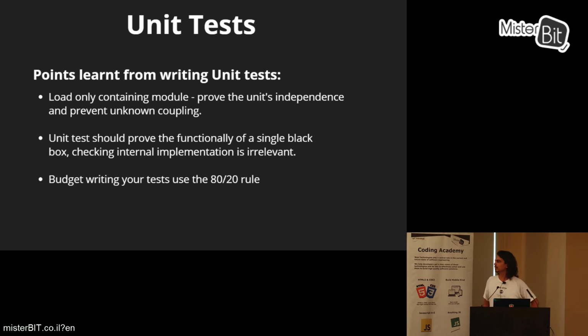So a unit test as well should prove the functionality of a single black box. Checking internal implementation is irrelevant and wrong. And many times I've seen developers adding a lot of tests for the sake of, here you are, I really tested it thoroughly, and testing that some internal function that is used in the subject under test has been called. And this just makes our tests more fragile. If one day I'd like to change the way a function is implemented, but it still returns the same values, serves the same function, then the test shouldn't break.